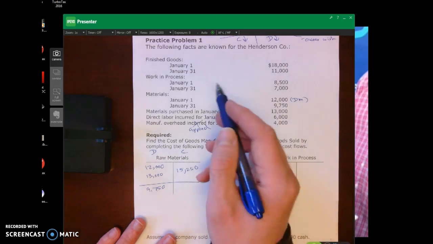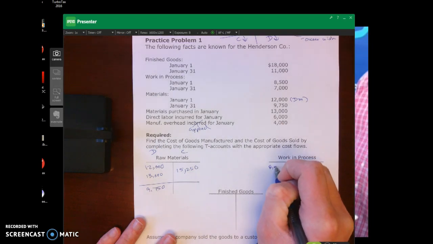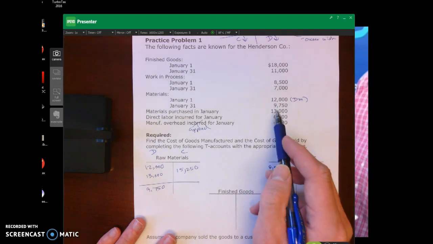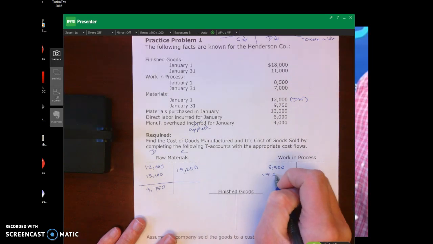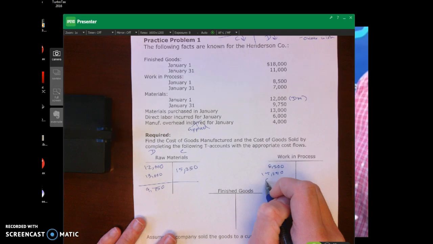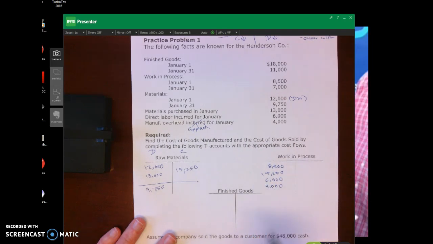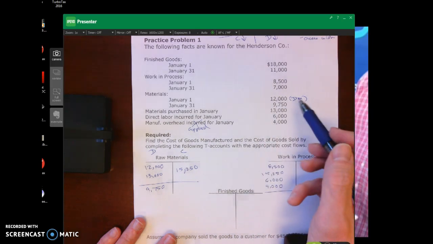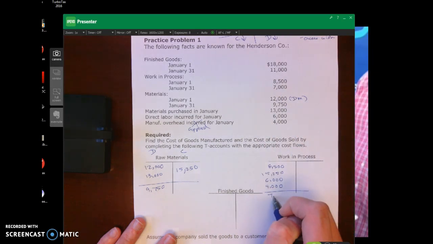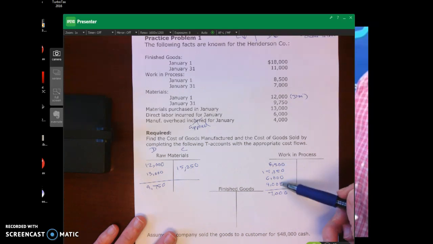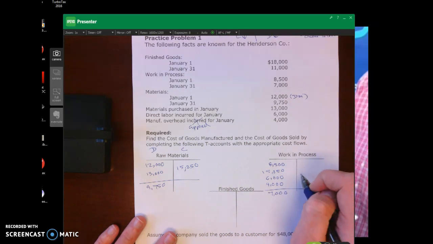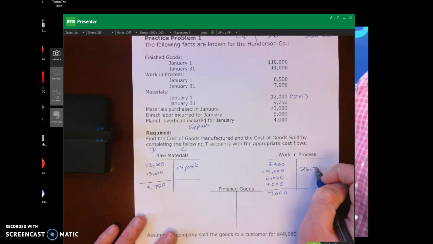So if we look at our work in process, we have a beginning work in process of 8,500, and then I have my materials used of 15,250, and I have my labor of 6,000, and then I have my overhead over here of 4,000. Okay, and then I have my ending WIP of 7,000. Now I can do the exact same thing that I did over here with my raw materials to figure out my credit. I can add up all these and subtract 7,000, and that gives me 26,750.